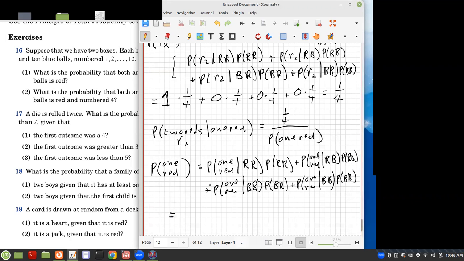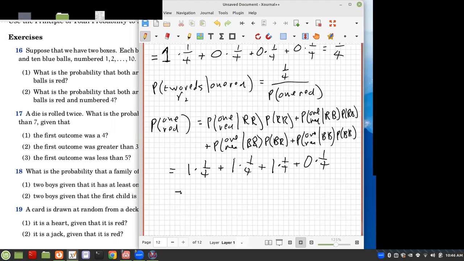And so then, the probability that one is red if they're both red is 1 times 1/4, plus the probability that one is red, given that the first is blue and the second red, is 1 times 1/4, plus the probability that one is red, given that both are blue, is 0 times 1/4. Okay, and so that's going to equal 3/4.